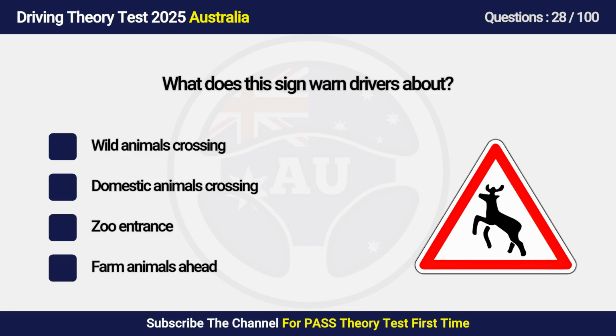A. Wild animals crossing. B. Domestic animals crossing. C. Zoo entrance. D. Farm animals ahead.